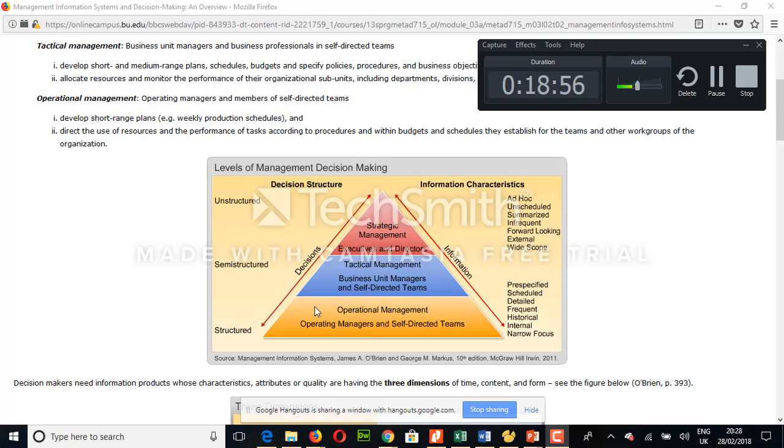Then the unstructured, the information at the top, that is the.